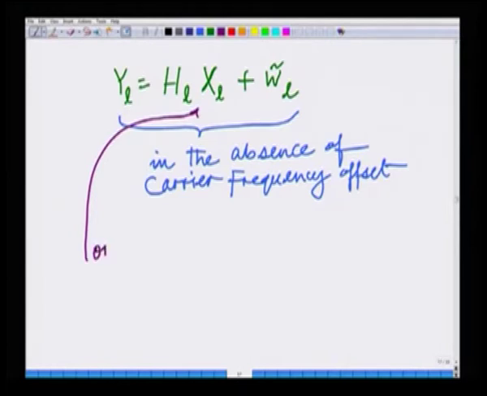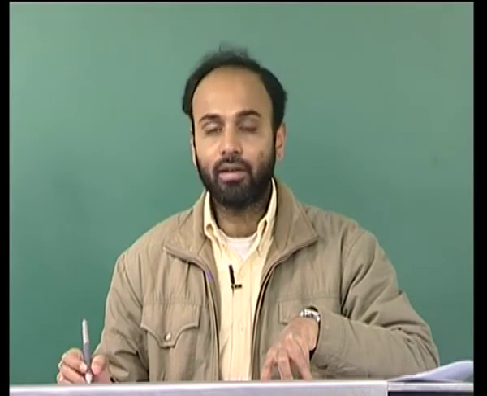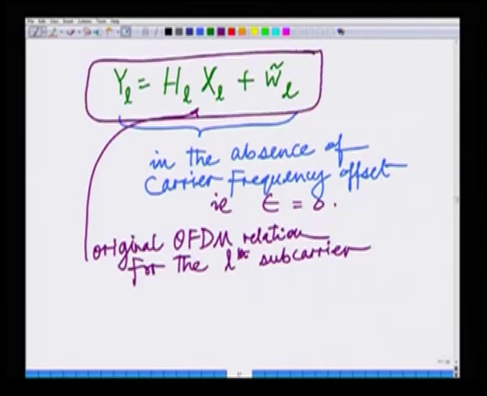This is in fact the original OFDM relation for the Lth subcarrier, that is Y_L equals H_L times X_L plus W̃_L. That is, across each carrier the channel is flat fading: Y_L equals the flat fading channel coefficient H_L times X_L, the data transmitted on the Lth subcarrier, plus W̃_L, which is the noise. This is of course in the absence of any carrier frequency offset, that is, valid when epsilon equals 0.